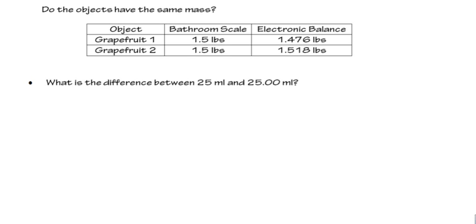So I guess, do the objects have the same mass? Depends on the balance that you're using. With a bathroom scale, 1 decimal spot, yeah, I guess. But in the electronic balance with more precision, no, they're not exactly the same. What is the difference between 25 and 25.00 milliliters? With this one we can say, same mass? Sure. If it bothers you. Same mass? No. Depended on the measuring tool we were using.